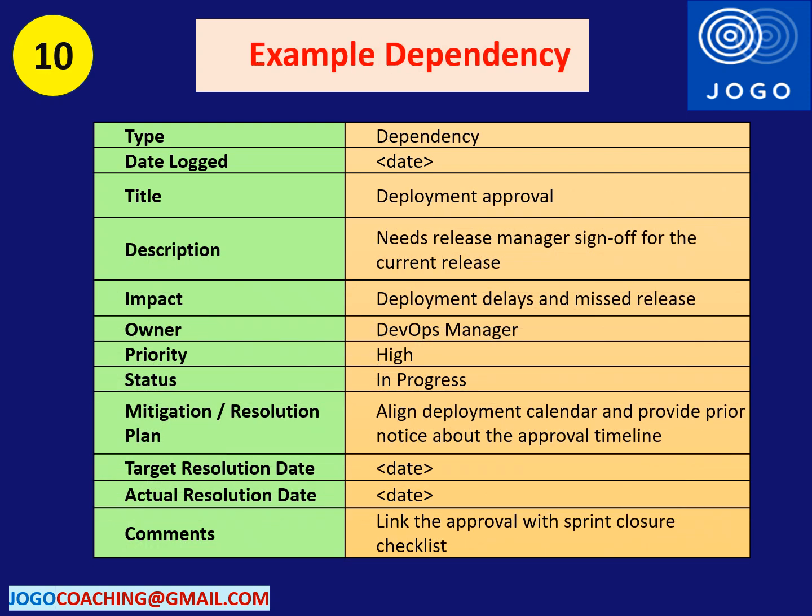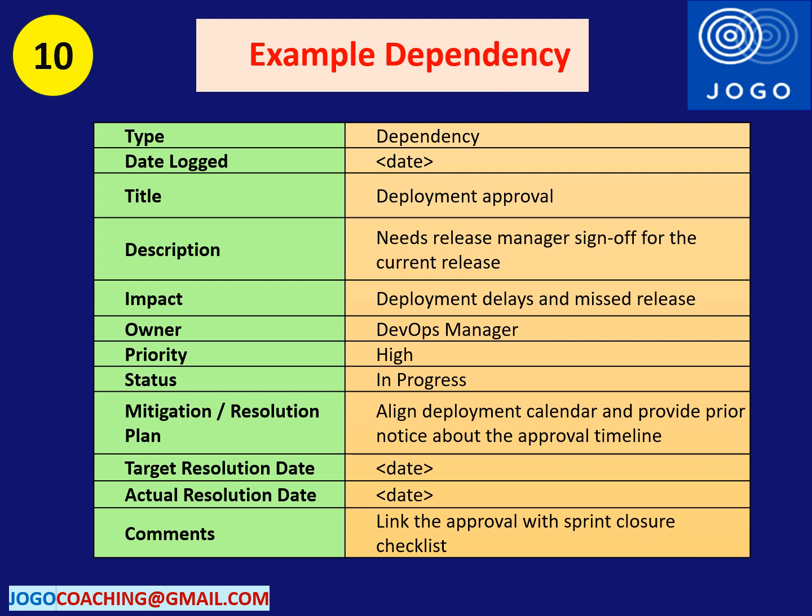The 10th example is related to dependency in the project. Deployment approval is needed from the release manager to proceed with the release. This is the dependency. If there is a delay in getting the approval, the release milestone will be missed. This dependency is assigned to the DevOps manager to follow up and get the release approval from the release manager.